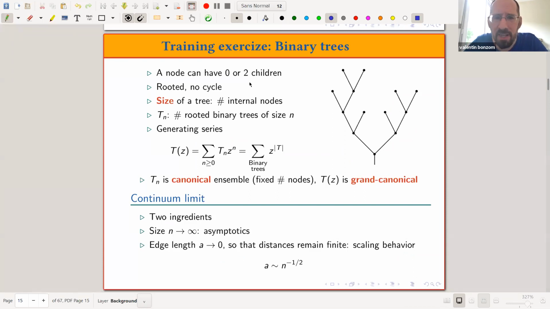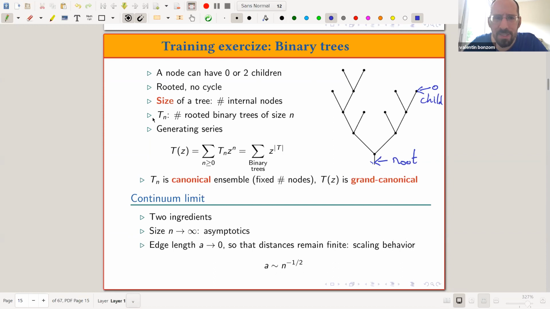So what's a binary tree? It's a graph where you start at a root here. And a node can have either 0 children, like this one, or 2. So it can have either 0 or 2 children. No cycle, that's why it's a tree. There's a notion of size, which is the number of internal nodes. So internal means those who have children.